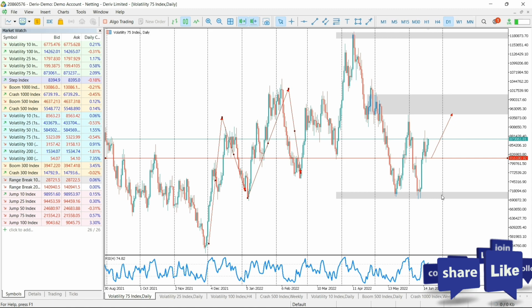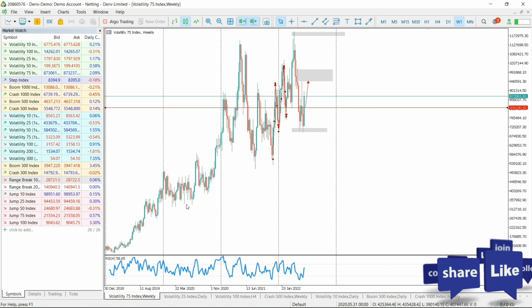So if you look at the Volatility 75 on the weekly time frame, you can see that the trend has been an uptrend for over 3 to 4 years. This means that as a trader, when you're trading this market, you'll mostly be trading in one direction, like the Volatility 75, which has been in an upward trend for the past years. So this is another important thing that you should know about Volatility 75 or other indices.